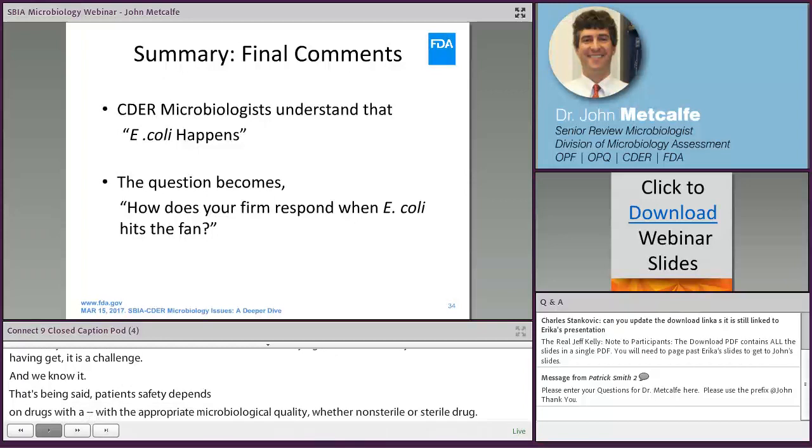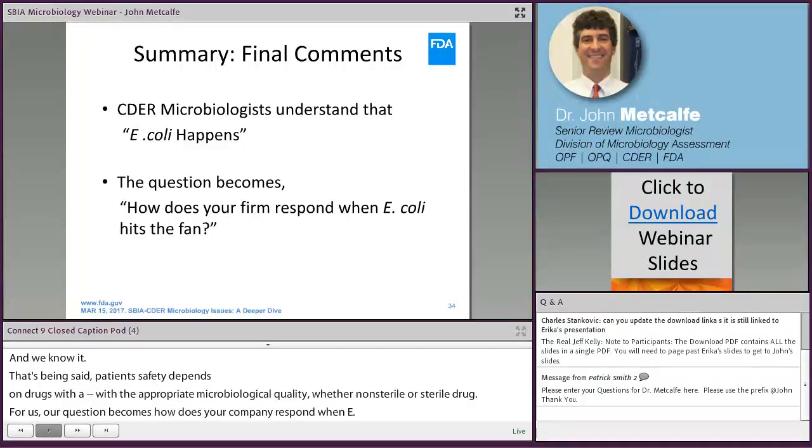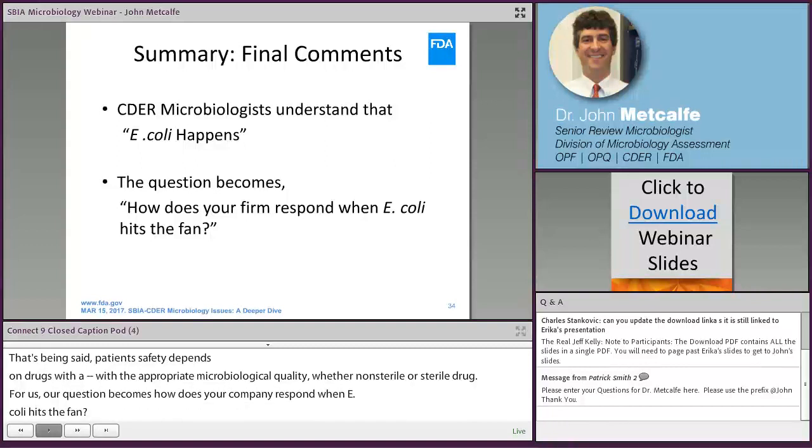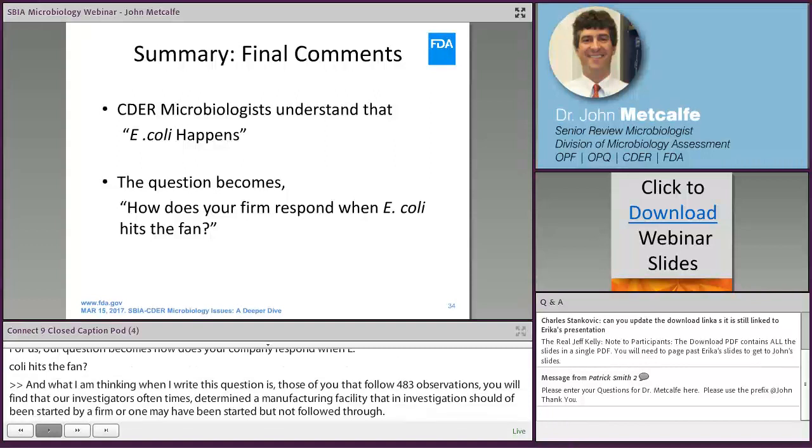So for us, our question becomes, how does your company respond when E. coli hits the fan? And what I'm thinking here when I write this question is, those of you that follow 483 observations, you'll find that our investigators oftentimes determine in manufacturing facilities that an investigation should have been started by a firm, or one may have been started and yet it wasn't followed through on. So the question is, how does your firm respond when problems arise?